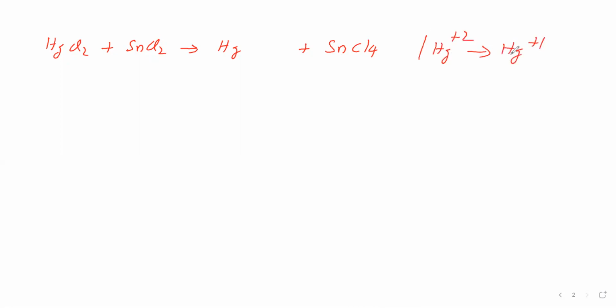Mercury chloride with stannous chloride, what we will get, we'll see. Mercuric chloride becomes mercurous chloride. Stannous chloride becomes stannic chloride. This mercuric contains a positive oxidation number of +2. It is converting into mercurous, +1.